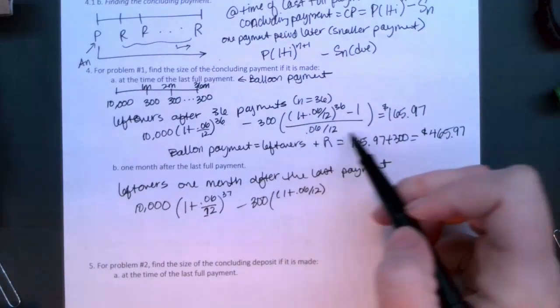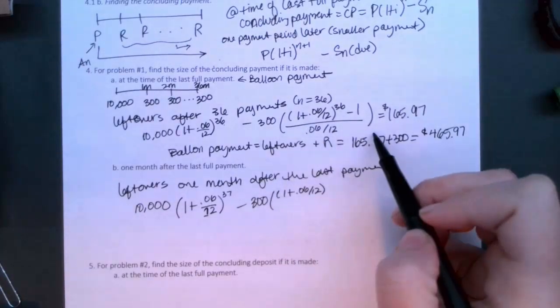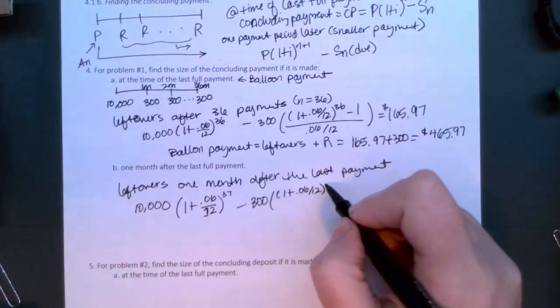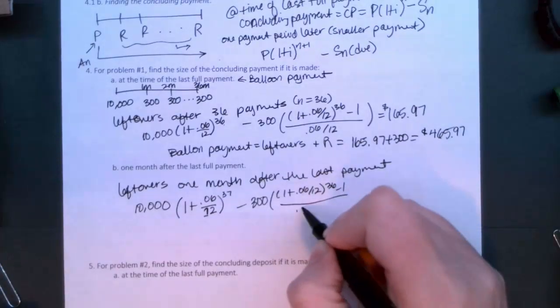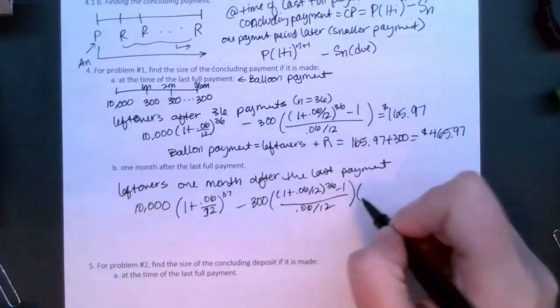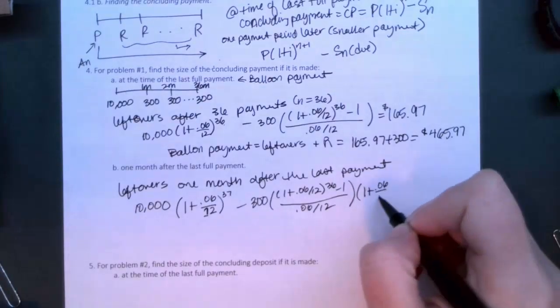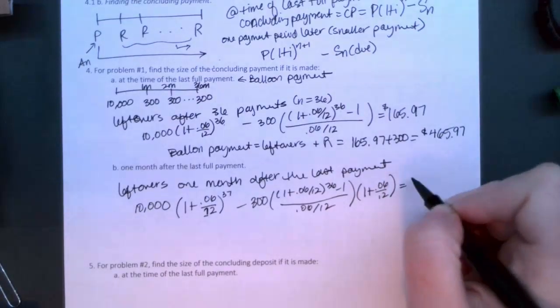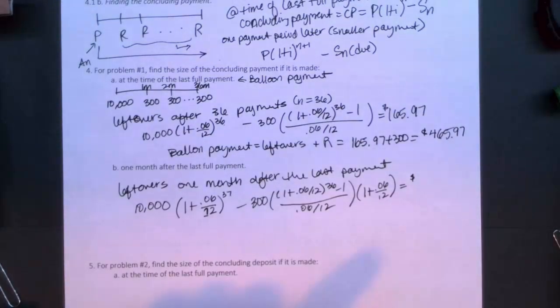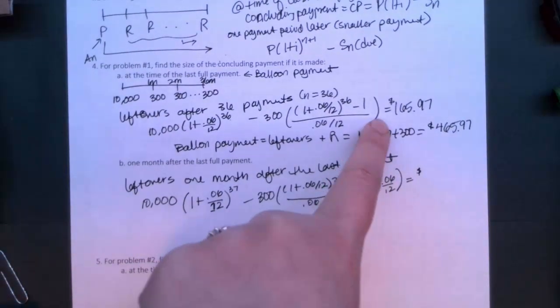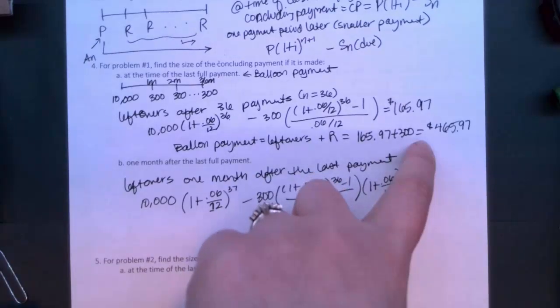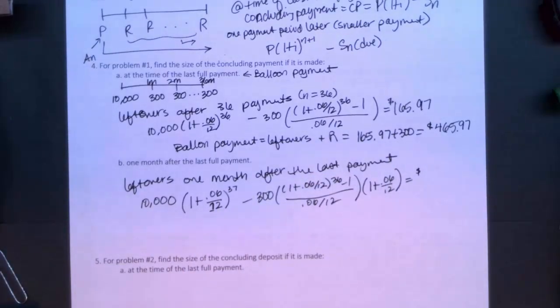Okay, and then instead of S sub N, because this is our S sub N problem, this whole bit right here, now we're going to have S sub N due. So it's going to look the same. We just have that 1 plus 0.06 over 12 at the end. Okay, now looking at this number should be bigger than our other leftover number, but it's going to be smaller than the total balloon payment, so you need to be careful there.